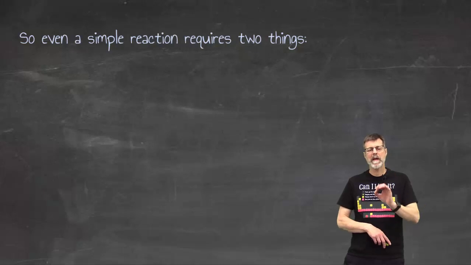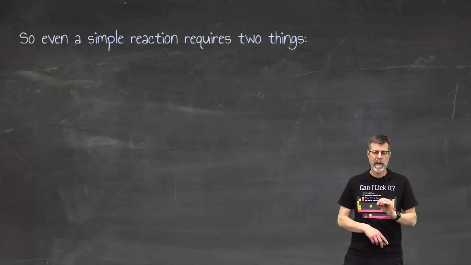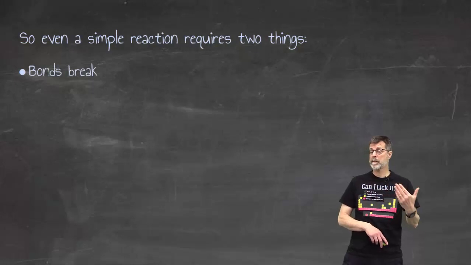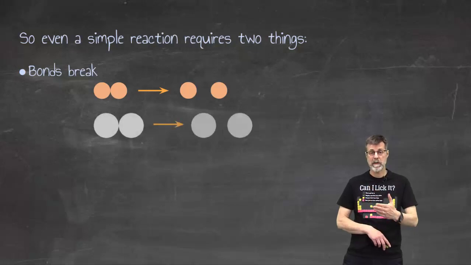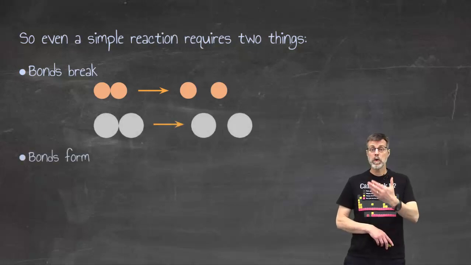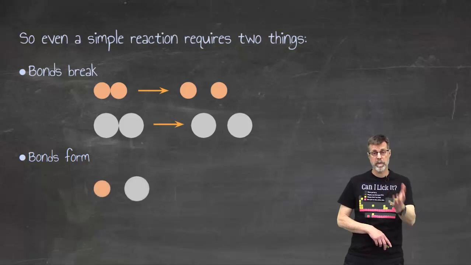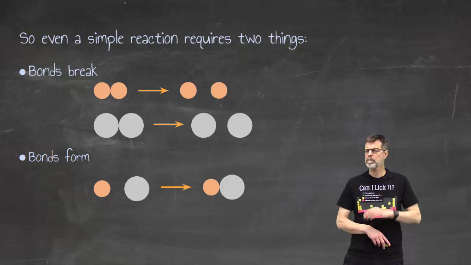Okay, so what that means is, even in a very, very simple reaction, two things have to happen. Number one is I have to break bonds. I had to break the bonds between the hydrogen, I had to break the bonds between the iodine. Bonds need to be broken. Okay, new bonds need to be formed. So the hydrogen had to bond to the iodine, and that happened a couple of times. So I need to break bonds, I need to form bonds.